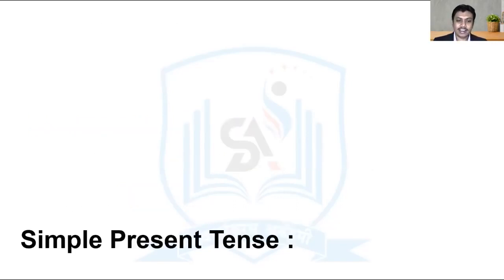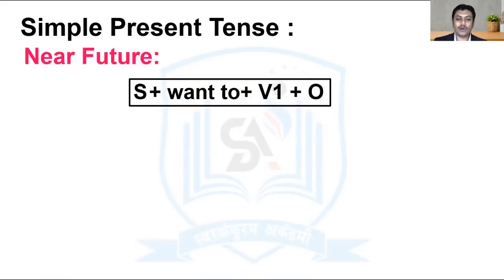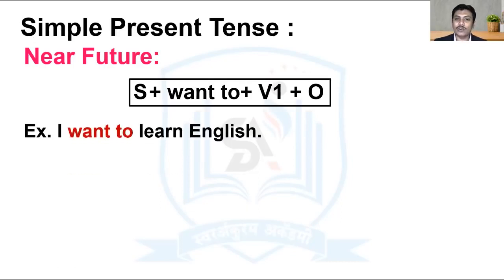Okay. Now, the next thing about simple present tense is all about understanding this wonderful structure, near future. What I do here, I use simple present tense in a different way. So the structure is a little bit different. Subject plus want to plus V1 plus object. When I use this structure, it's a very simple thing. Let's look at some examples. I want to learn English.